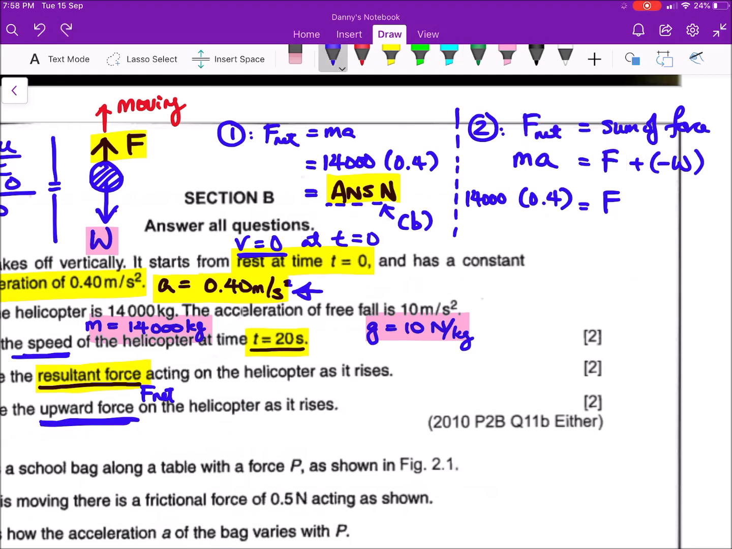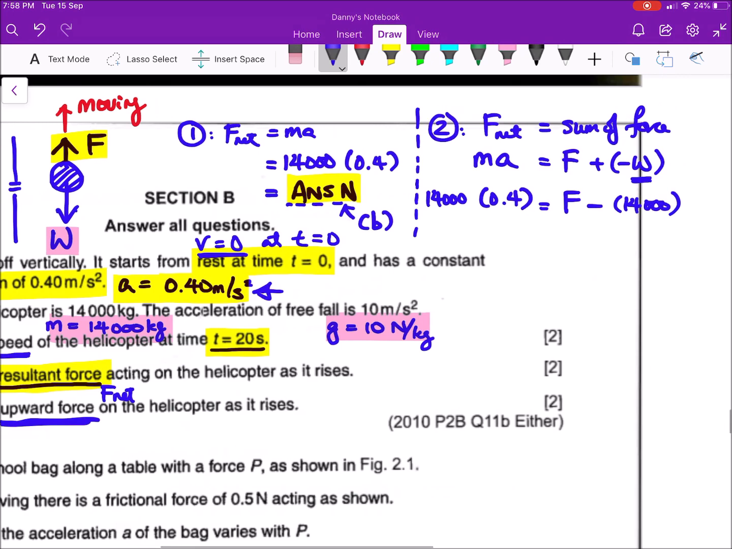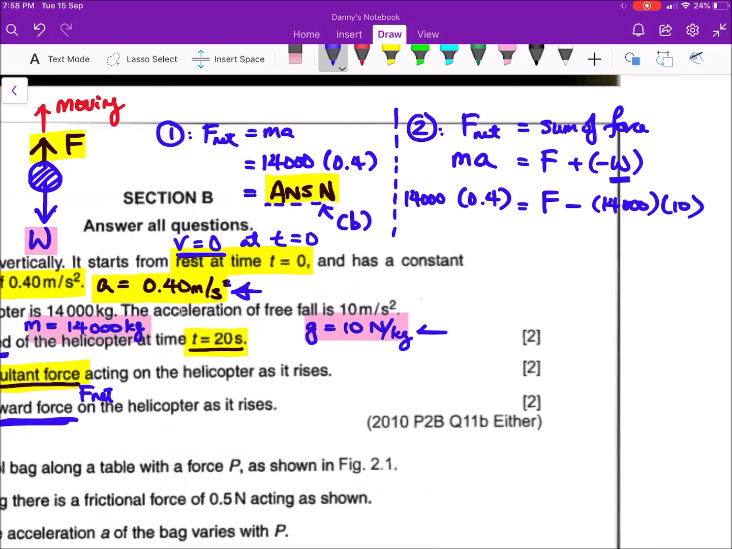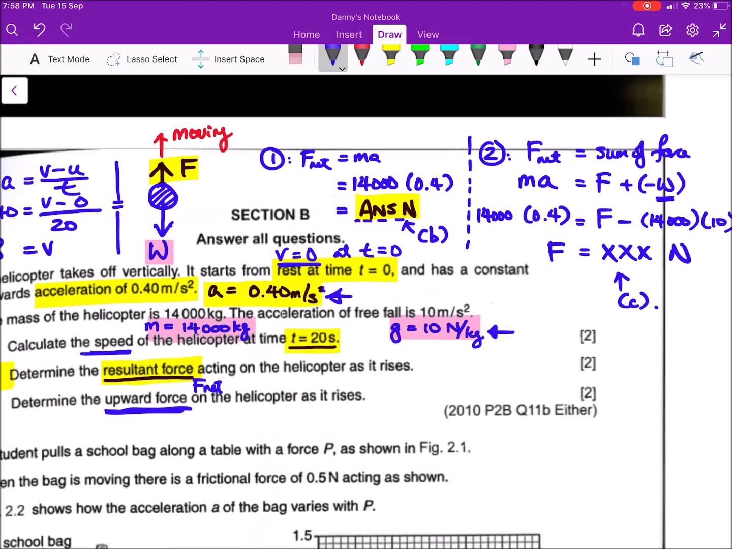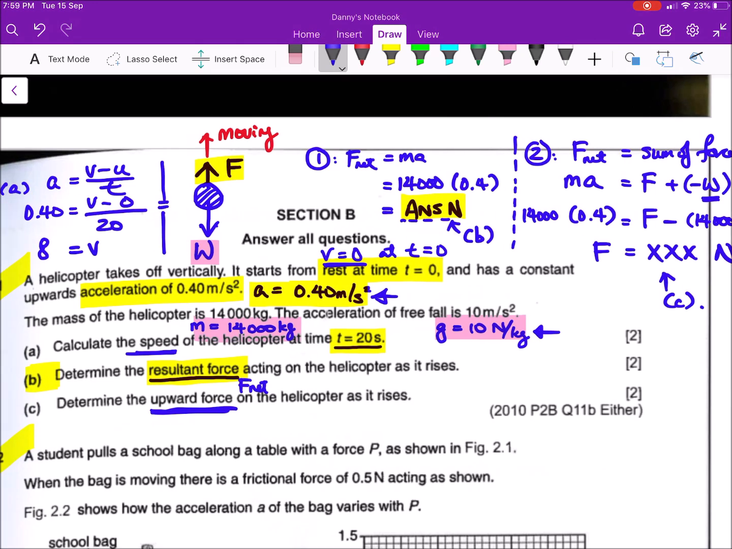So you have this upward force, and then you minus mg. This W is equal to mg. So it will be 14,000 times g, which is 10 over here. You can solve this equation, and then this will be your answer for part C. So in this case, it seems that there is no drag force, no air resistance, it is just your upward force and the weight. As you can see, even I sometimes make mistakes. I over generalize it, but I quickly adjust, and then I got it correct.